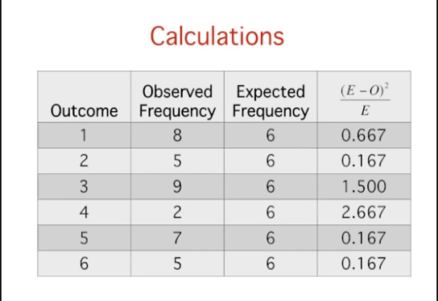Continuing the calculations, let E be the expected frequency of an outcome and O be the observed frequency of that outcome. For each row, subtract the observed from the expected, square the difference, and then divide by the expected frequency. For the outcome 1, the expected minus observed is 6 minus 8, which equals -2. Square that and you get 4. Divide 4 by the expected frequency of 6, and you get 2/3, or 0.667.